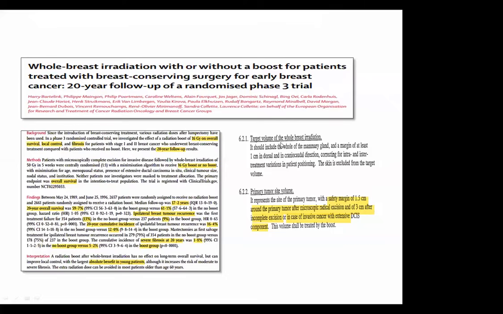Then the boost is again a very important thing. When your BCS is there, breast conservative surgery, you have to contour the breast cavity. Usually 1.5 centimeter radial to the cavity. But if you have extensive DCIS and incomplete excision, you should use 3 centimeter as per the guideline.